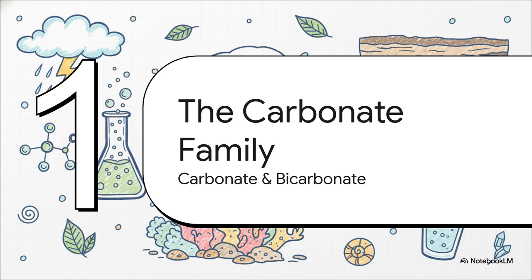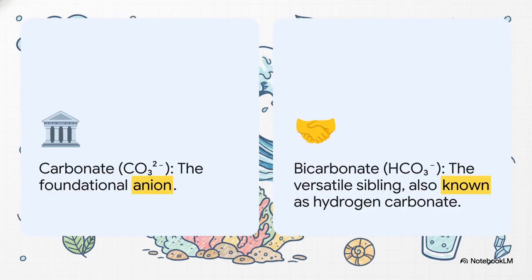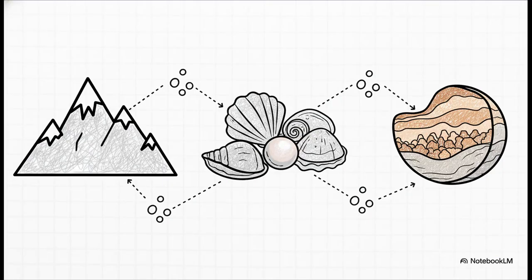So let's meet the two key players in the carbonate family. On one side, we have the carbonate ion, the foundation of our story. It carries a -2 charge, which makes it really eager to bond with things. And on the other side, we have its sibling, the bicarbonate. See that extra hydrogen atom? That simple little addition changes its charge to -1 and, as we're about to see, it completely transforms its personality and its chemical abilities.